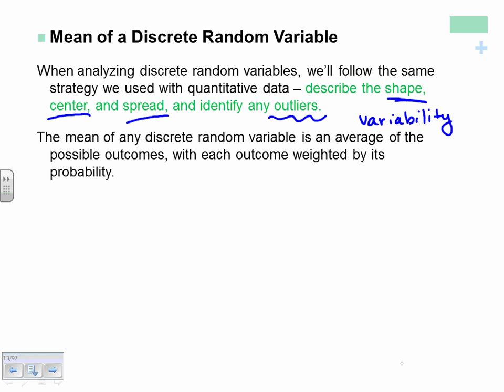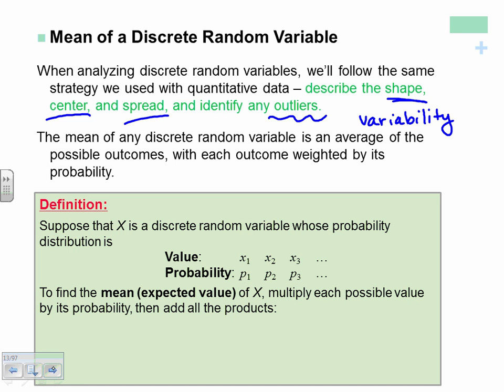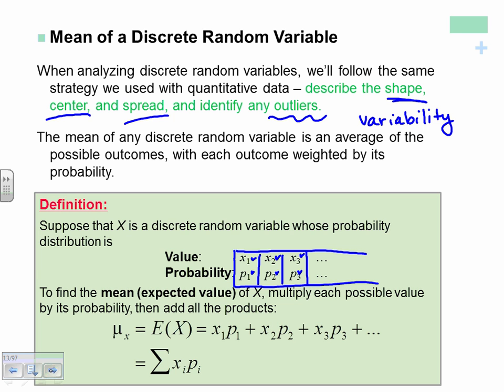All right, so the mean of any discrete random variable is an average of the possible outcomes, with each outcome weighted by its probability. So you have this table going on. To find the mean, you're just going to be multiplying the value times its probability, this value times its probability, this value times its probability, and then you're going to add all of those up. This is just some formal notation of what you can do. Remember that big old guy, sigma, means to sum things, so you're just multiplying them all up and adding together.